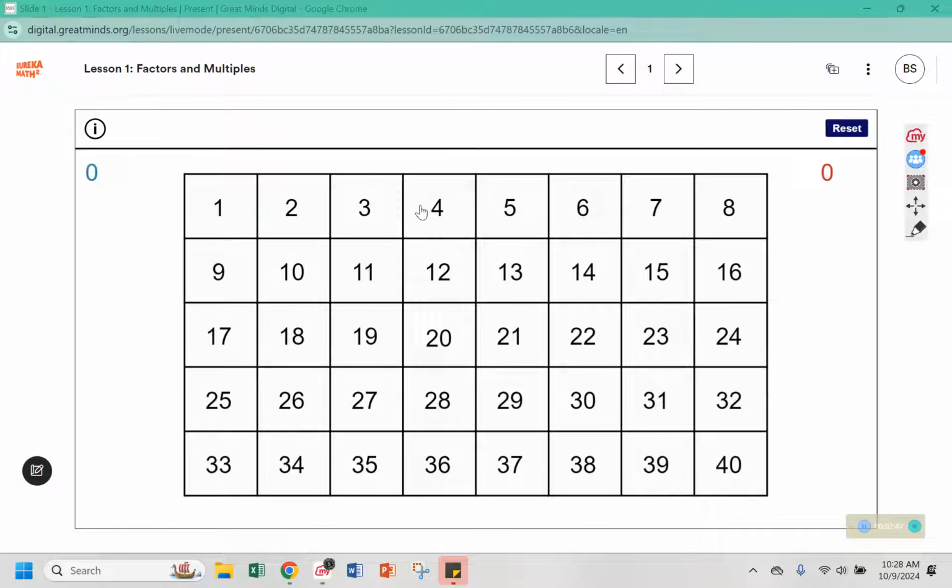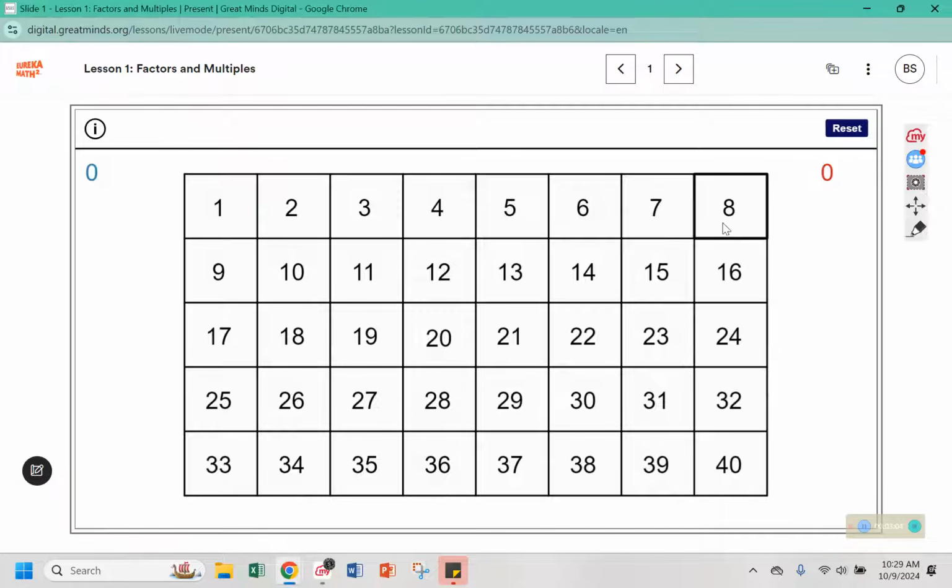So display the Factor Find game, and you're going to choose a number. You're working with a partner. So let's start with 8. If the first player picks 8, the other player gets factors for 4 and 2, because that would make 6, and then 1 and 8, but the 8 was already taken.